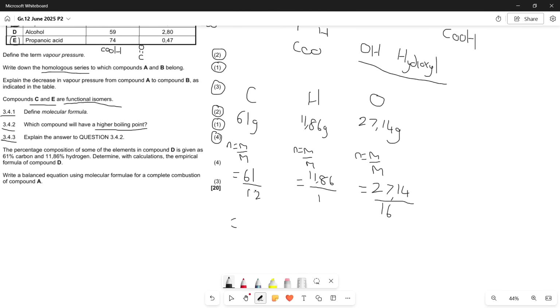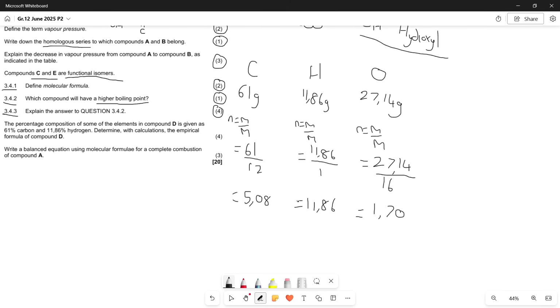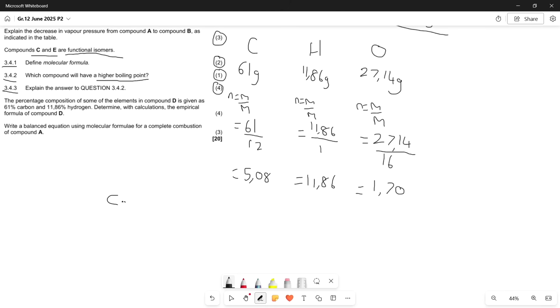Okay, so 61 divided by 12 is 5,08, and then 11,86 divided by 1 is the same thing. So we have 11,86 over there, and then 27,14 divided by 16 is 1,70 over there, which means we have these answers that have decimals, and we can't just plug in C5,08 over there. That isn't how we write numbers in our empirical formula.